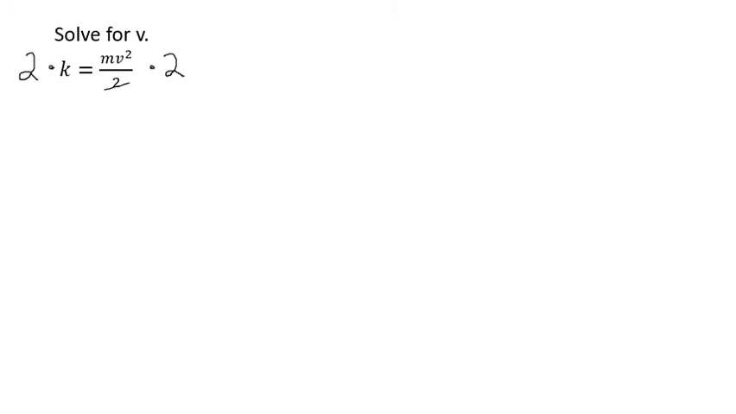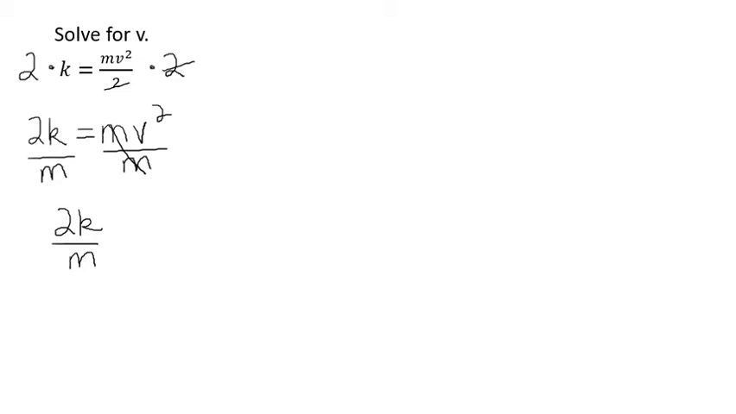Okay, so that's going to cancel my 2's, and I'm going to be left with 2k on the left side equals m times v squared. Now to get v by itself, I have got m times v squared, so we need to divide by m. My m's will cancel, and I'm left with 2k over m equals v squared.